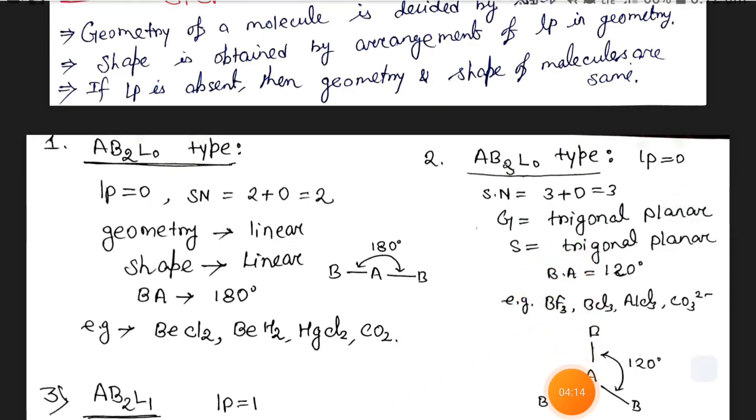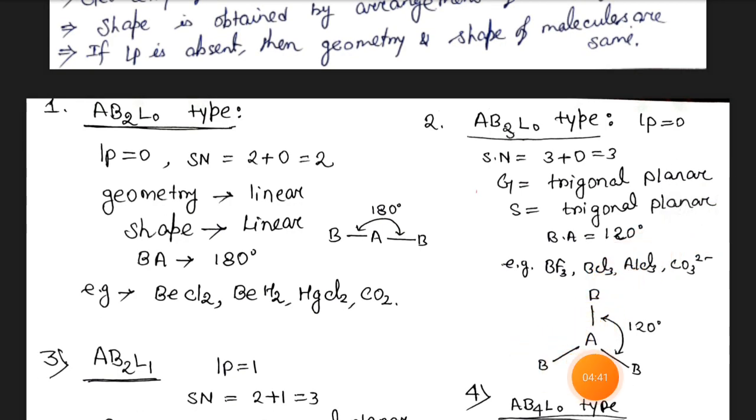Next, the representation is AB3L0. Here also the lone pair is 0, so the steric number is only the bond pairs. There are 3 B atoms, so the bond pairs are 3 and the steric number is 3. Geometry and shape are the same: trigonal planar. The bond angle is 120 degrees, and this is the structure of an AB3 molecule. The examples are BF3, BCl3, AlCl3, CO3 2-.